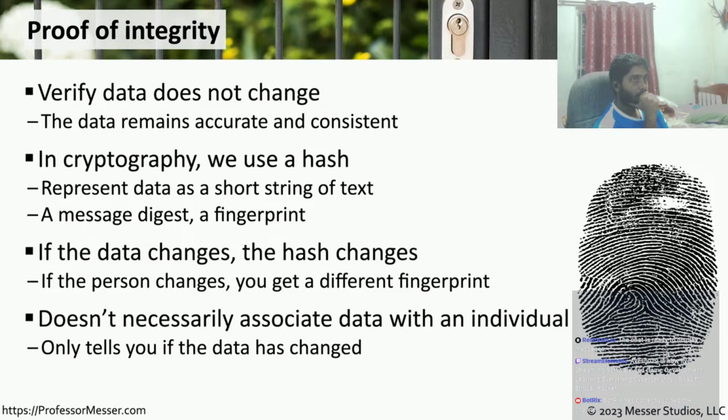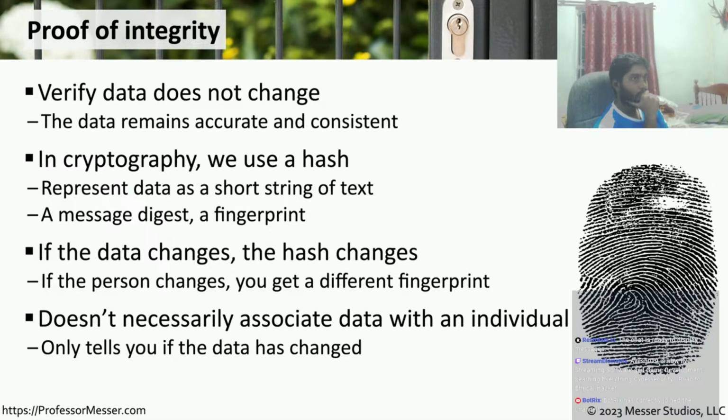Although a hash is very good at verifying the integrity of the data, it doesn't associate that data with a particular individual. We can verify that the data that we've received is exactly the same as the data that was sent, but we can't verify who sent the data. However, there are ways to provide that additional integrity.